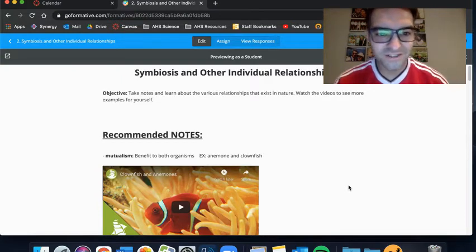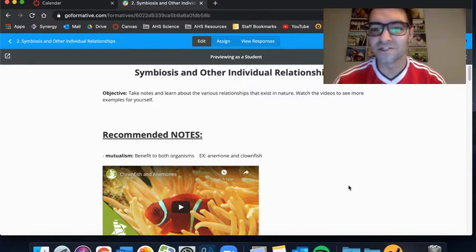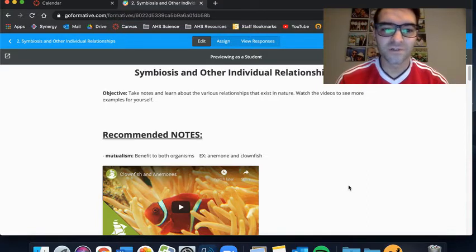Right, welcome to biology. We are now moving on and continuing with ecology, and our focus today is going to be what's called symbiosis and other individual relationships. So really, we're looking at how organisms interact with one another, and there are these different terms, or vocabulary, to describe this.